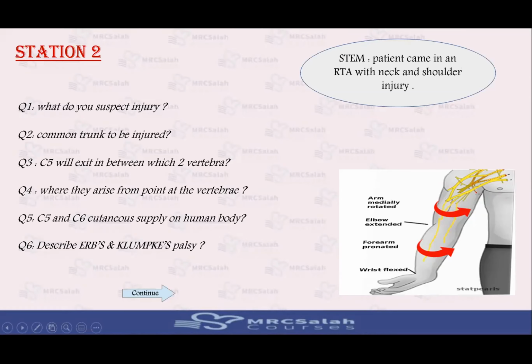For Klumpke's, causes like cervical rib, also difficult delivery, and also the scalene muscles. Scalene muscles can be. Okay, come now to nerves.